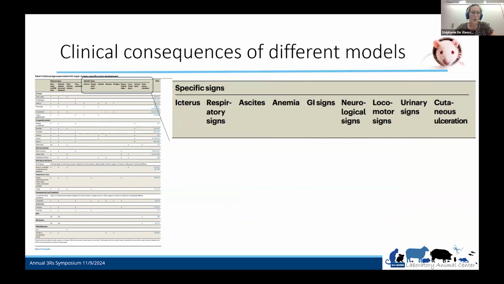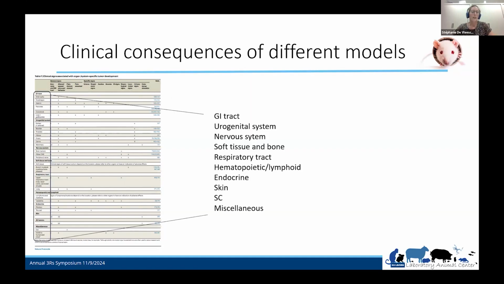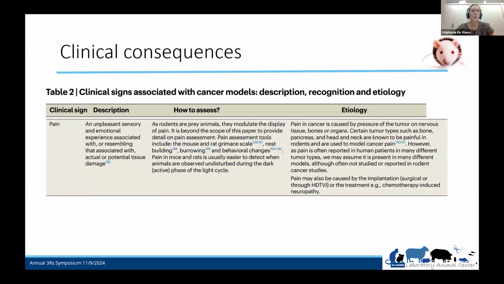And then we have this set of specific signs, which are icterus, respiratory signs, ascites, anemia, gastrointestinal signs, neurological signs, locomotor signs, urinary, and what we defined as cutaneous ulceration, because of course there are, for example, gastrointestinal tumors that can also ulcerate, but we really mean the ulceration of the tumors that are transplanted subcutaneously or in the skin. And as I said, on the left, we have the different organ systems with the different tumors. So the idea is that a researcher can really look, okay, what can I expect in this kind of tumor? Because, of course, one of our objectives was that it should be comprehensible for a broad audience, so for each of these clinical signs, we also explained a bit more what it is and how you should assess it.